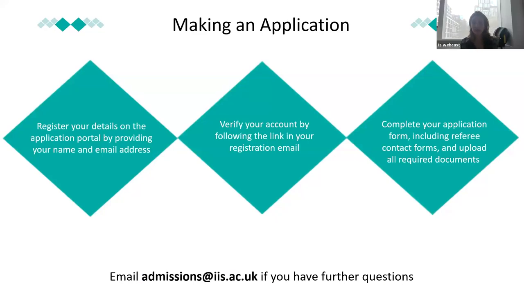Okay, so next, how to make an application. So the first thing that you need to do, if you haven't applied to STEP before, is register your details on the application portal. So you need to put in your name and your email address. And once you've registered, you will need to verify your account by clicking on the link that you will receive to your email, and then you can start completing the application form.